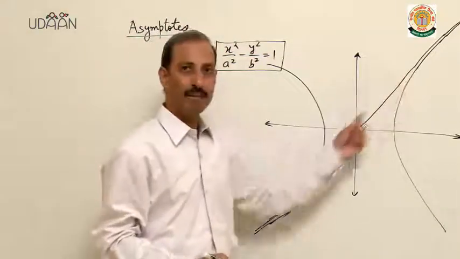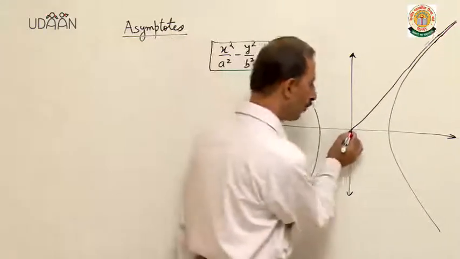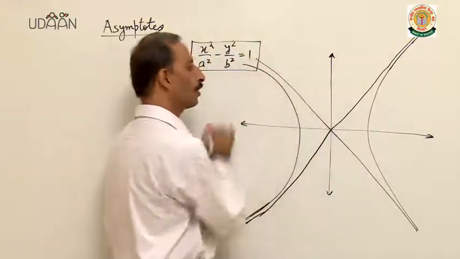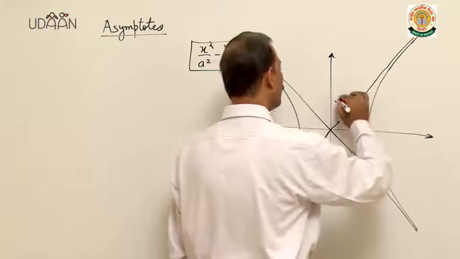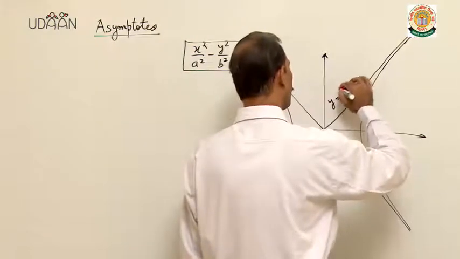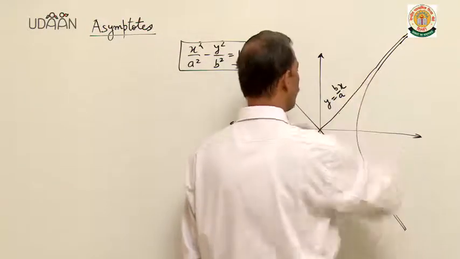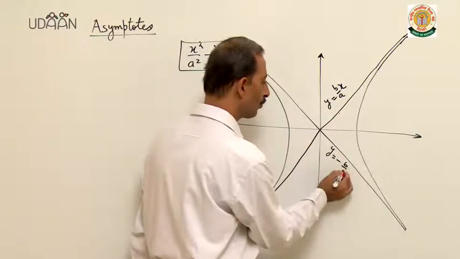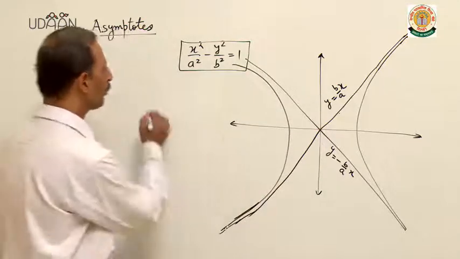This is the line passing through the origin. One more line we can draw from the origin that also becomes closer to this. Equation of this line you will get y is equal to b upon a times x, and for this line you will get y is equal to minus b upon a x. So there are two equations.